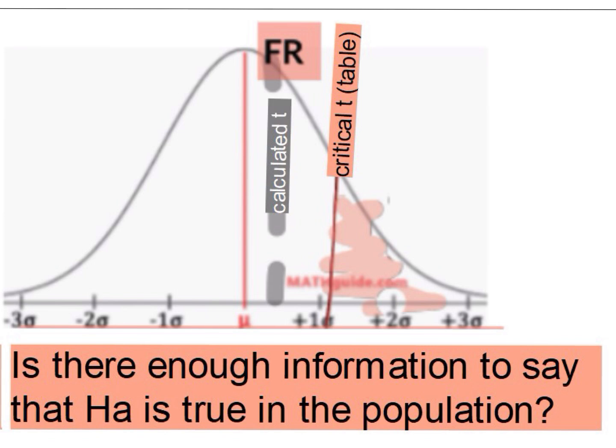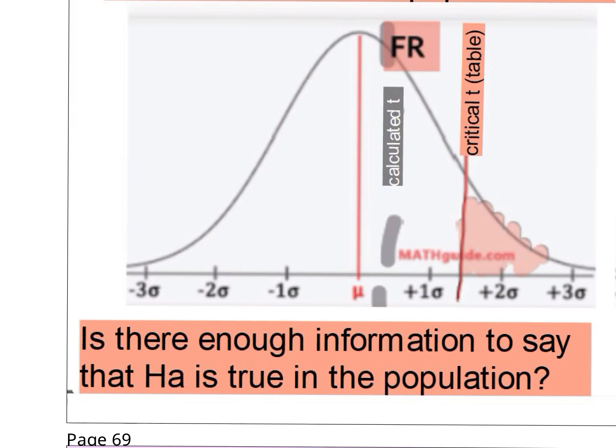Or another example: the critical value from the table, giving us the rejection region known as alpha, the percentage in the tail, and our calculated value not in the rejection region, so we do not reject. We fail to reject. Is there enough information to say that HA is true in the population? No, there is not. So here again, we are failing to reject because the calculated value is not in the rejection region. No, there is not enough information to say this is happening in the population.